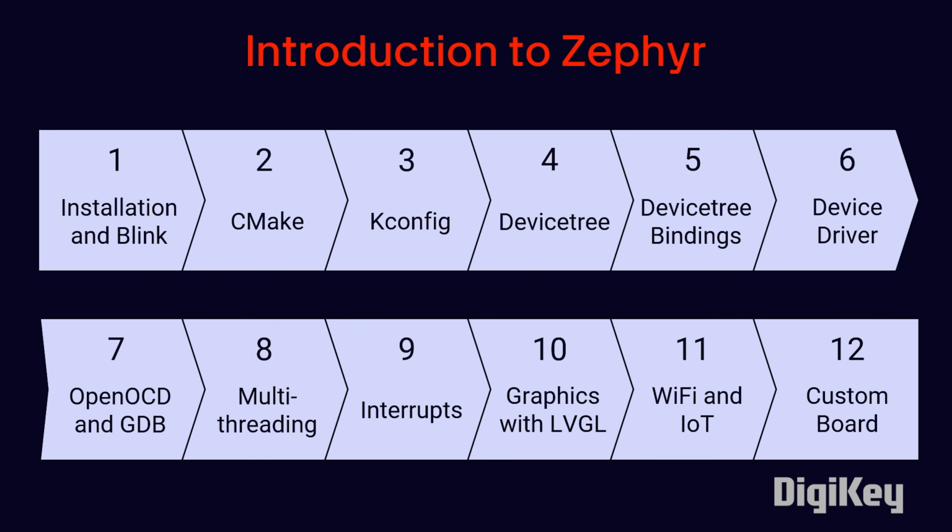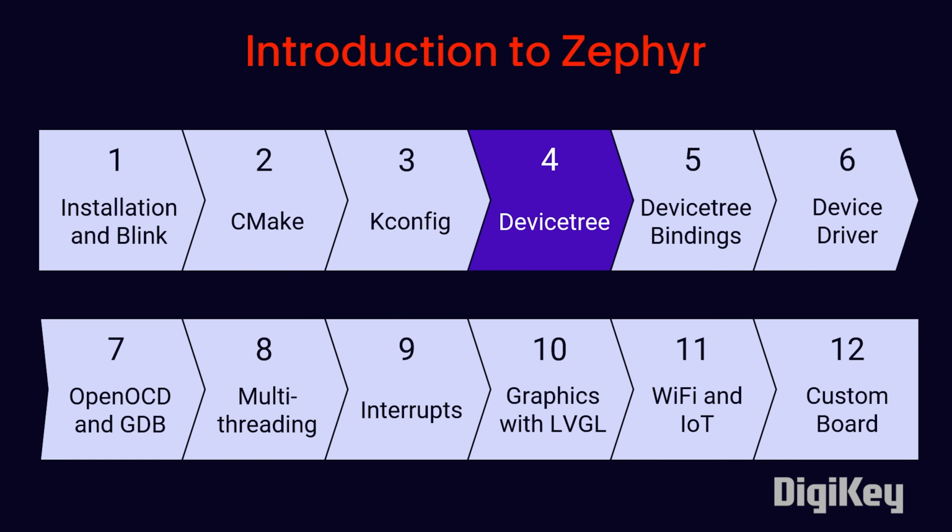Previously, we looked at how Kconfig can be used to enable different software components. In this episode, I'll go over Devicetree syntax, how Zephyr uses it to define board-level hardware, and give you an example of how to use it to configure a button. The general rule is that Kconfig is used to configure software and Devicetree is used to configure hardware. Both are incredibly important in Zephyr.